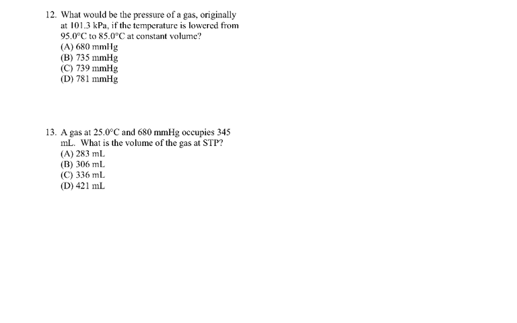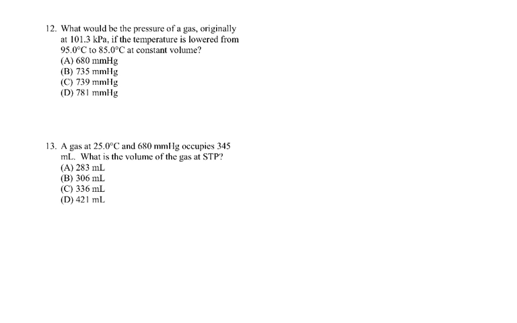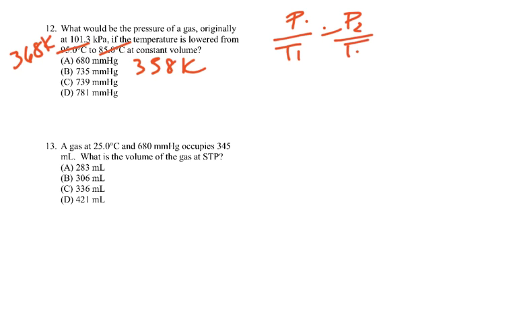Okay, 12. What would be the pressure of a gas originally at 101.3 kPa if the temperature is lowered from 95 to 85? Okay, it's a little tight in here, but I need to change those to Kelvin. So 85 plus 273 is 358. And so this would be 368 Kelvin. So I've got a pressure and two temperatures. So the idea is P1 over T1 is equal to P2 over T2.